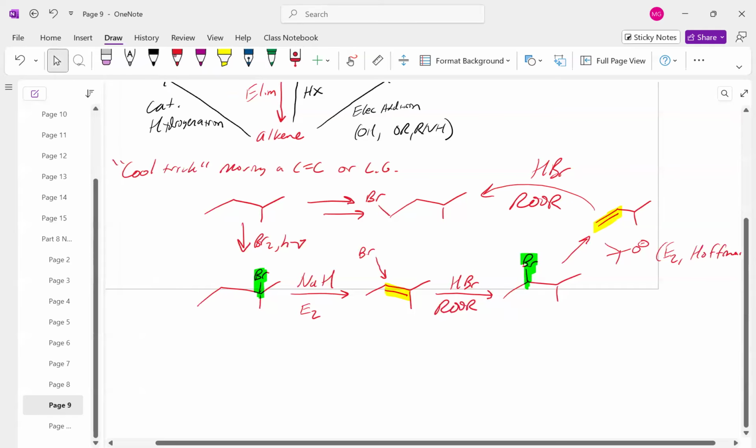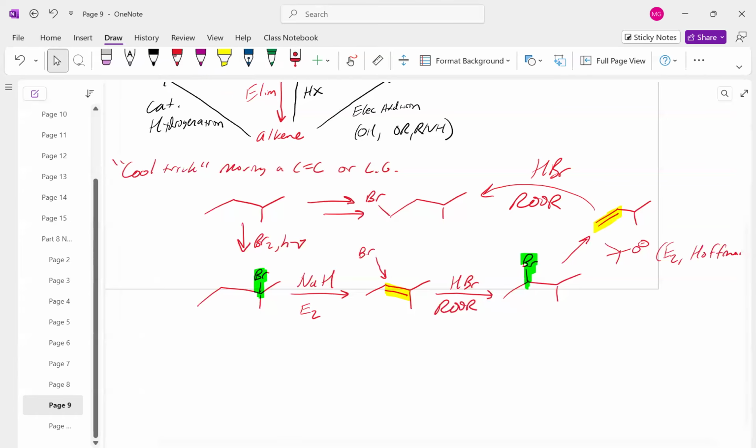So this is just a tactic when we think that we have to move a group around. We basically add something, take it away, add it back with a different regiochemistry, take it away, until we get to where we want to move it.